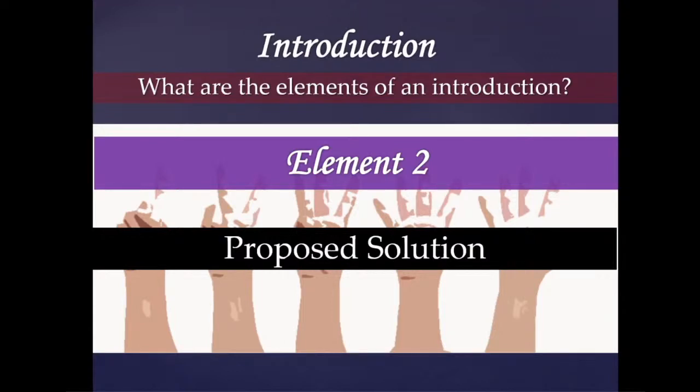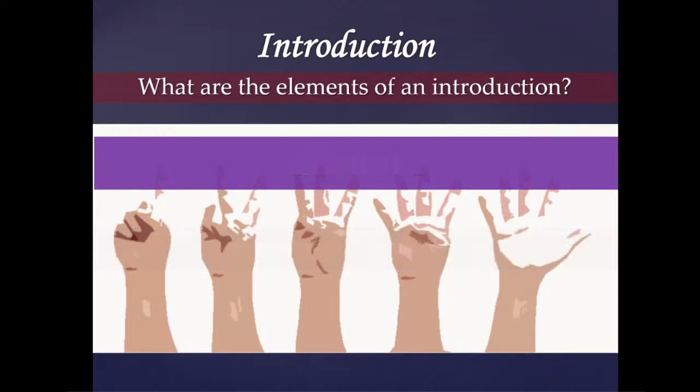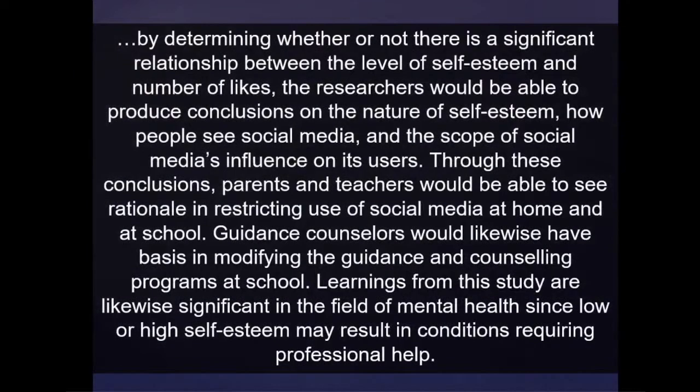So far, we have had 2 paragraphs already. The first being about the problem addressed, and the second, which is about the proposed solution. Let's have element number 3. All right, so here we will be reading again a snippet of the third paragraph from the same study. By determining whether or not there is a significant relationship between the level of self-esteem and number of likes, the researchers would be able to produce conclusions on the nature of self-esteem, how people see social media, the scope of social media's influence on its users.